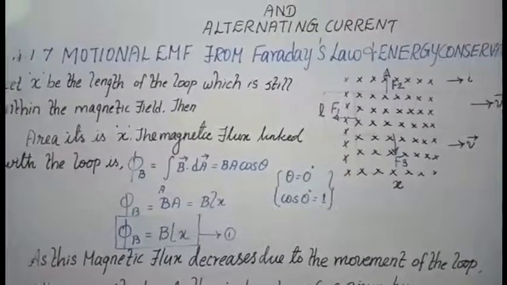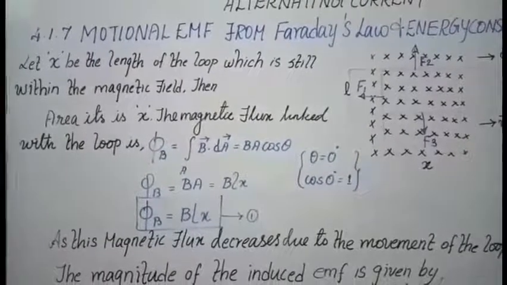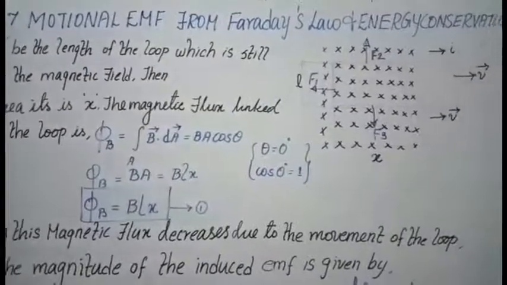Here theta is equal to 0. Cos 0 is equal to 1. That is equal to B L x, the area, breadth into length.